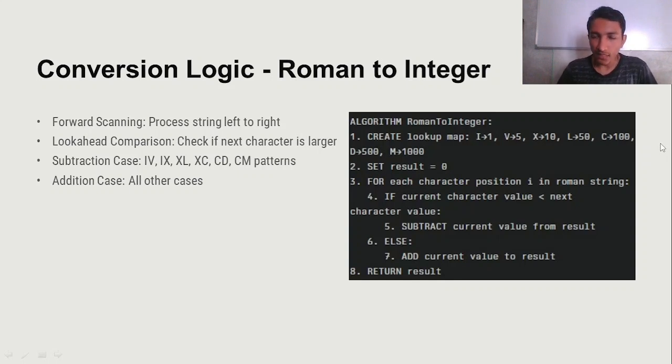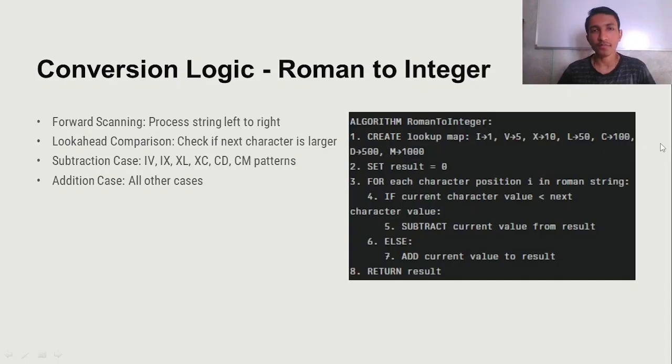Now what we'll do next, we will define a variable result, which will be initialized with 0. What is this variable result? The variable result will store the final number after converting our Roman number to an integer. Now what will our logic be? Our logic will be using forward scanning. So what is forward scanning? Forward scanning is processing the string left to right and doing a look-ahead comparison. Look-ahead comparison means checking if the next character is larger.